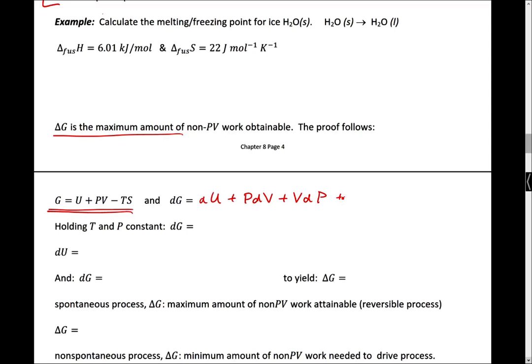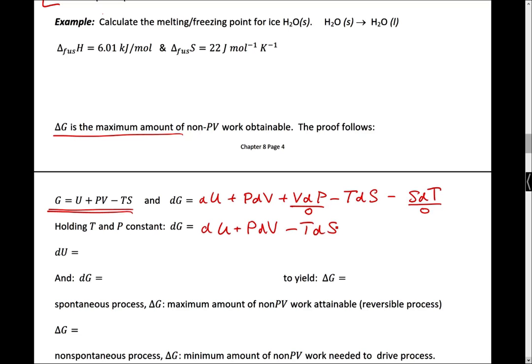Right? And then I'm going to do the same thing for temperature times the entropy. So that's going to be minus TdS minus SdT. Okay? All right, now if I impose constant temperature and pressure, then I'm going to say dP is equal to 0, so that term goes to 0. dT is equal to 0, that term goes to 0, and therefore I'm left with dU plus PdV minus TdS.